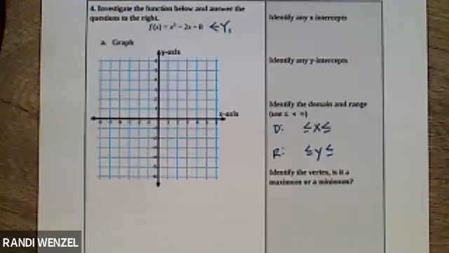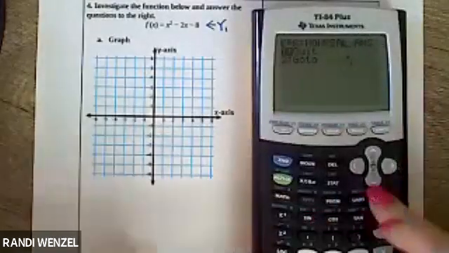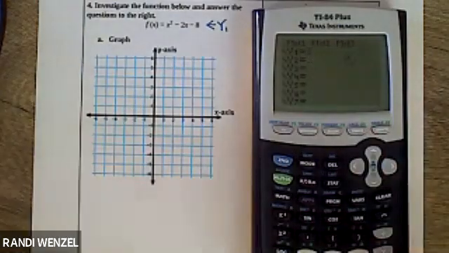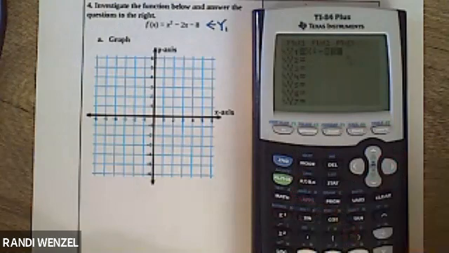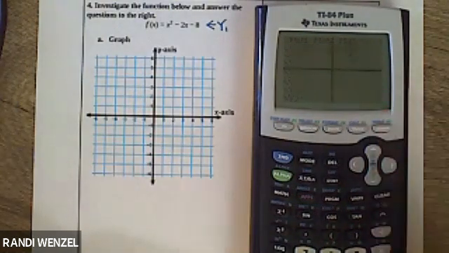Okay, so when you graph this, this should be a graph of a parabola. We're putting it in our y equals. We clear out anything we have in there, and we type the equation as it appears, x squared minus 2x minus 8. And you can hit graph, and it's a parabola.